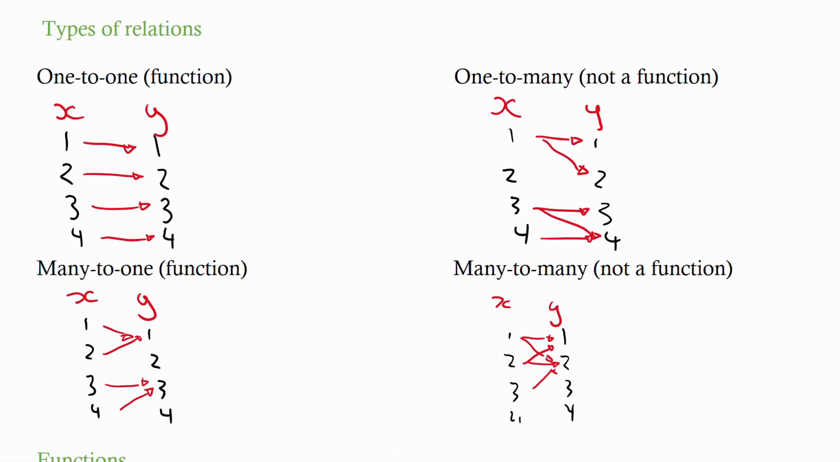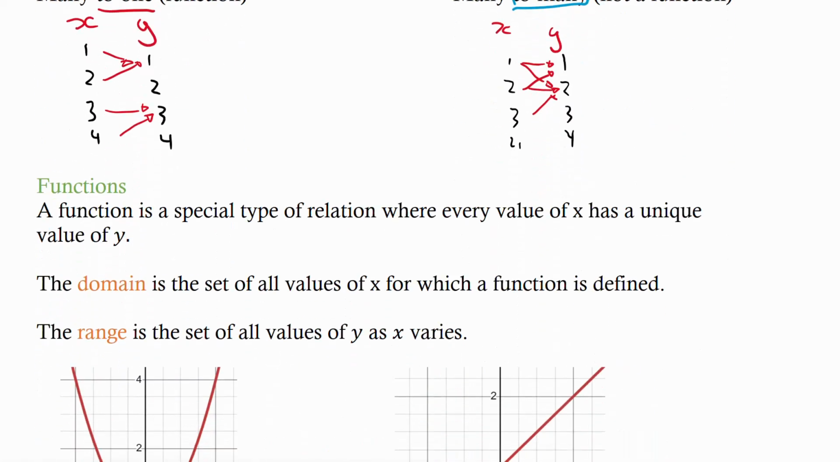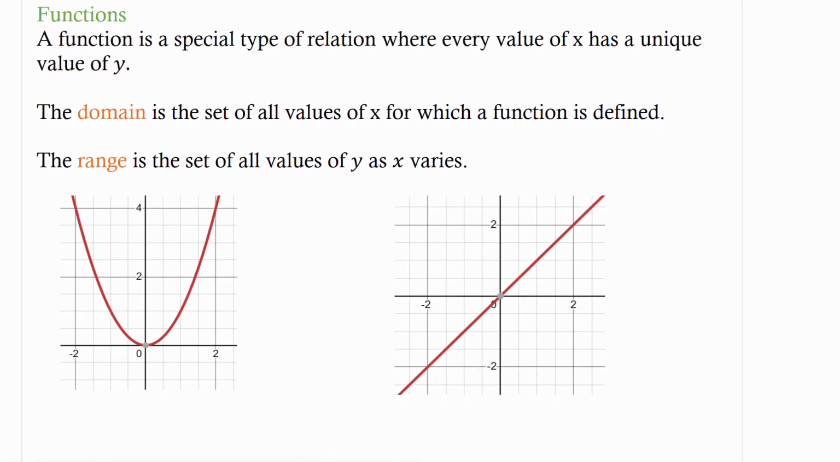With this, it's important to note that if it ends in to-one, it is a function. If it ends in to-many, it is not a function. That is the trick. If it ends in to-one, function. If it ends in to-many, not a function. So a function, if I didn't overload you there, is just a special type of relation where for every x, it has a unique value of y. So when x is 1, y is 1.